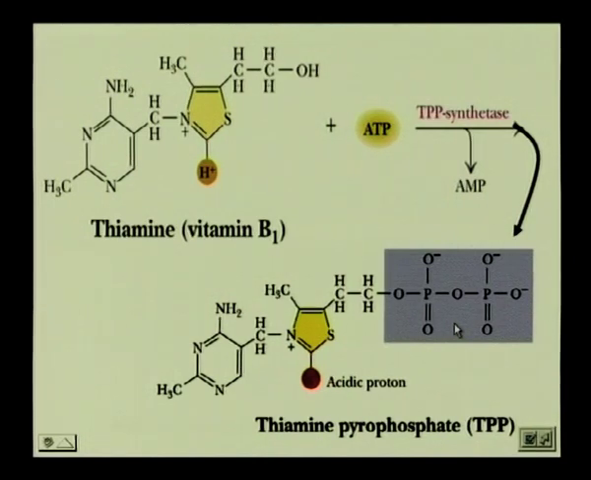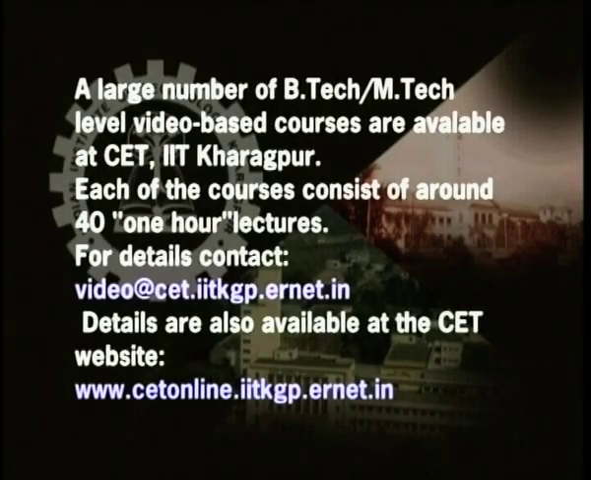This is what I was mentioning when I said that you have to understand what the reaction possibly requires. Okay? For example, if you know that thiamine has to form thiamine pyrophosphate, it means it has to add two phosphates to it. If it has to add two phosphate moieties, where is it going to get it from? ATP. Okay? And what will ATP form? AMP, because it is losing two of its phosphates. Okay? So, thiamine with TPP synthetase and with ATP is going to form thiamine pyrophosphate and AMP is formed.